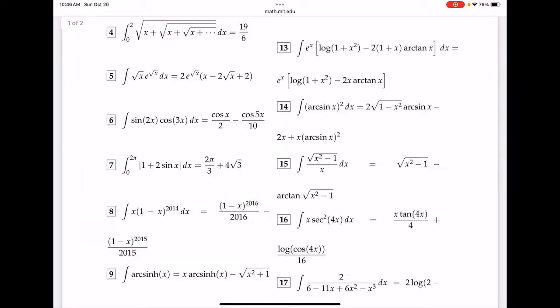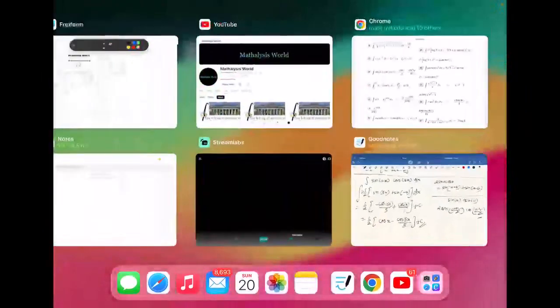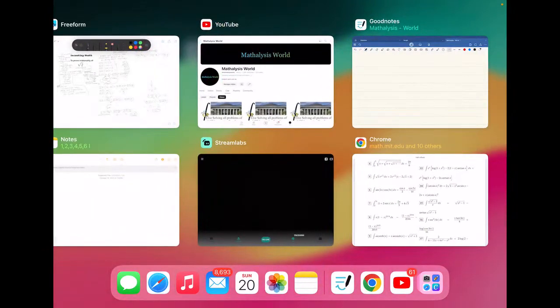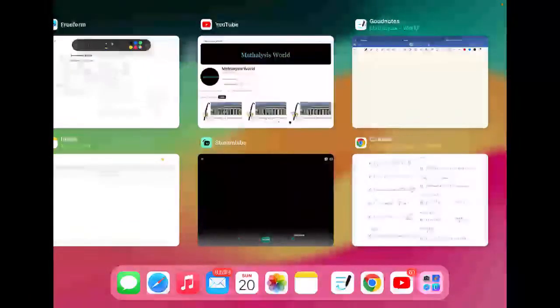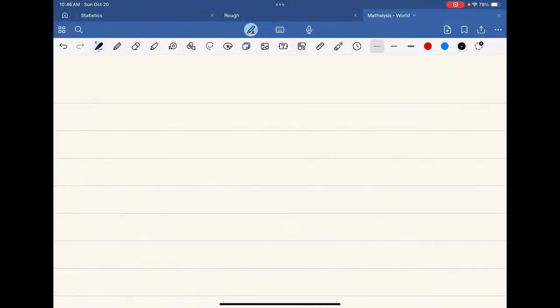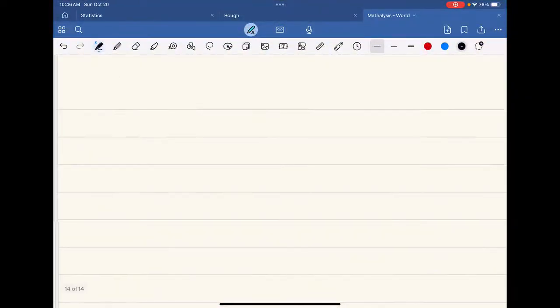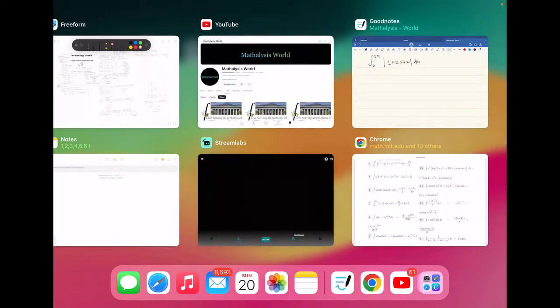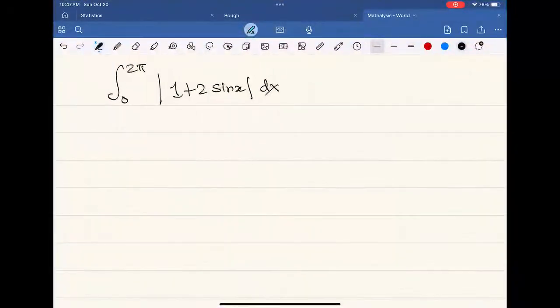Let's go to the next one. The integral of modulus of 1 plus 2 sin x dx. This one is going to be an interesting problem, I guess. Integral from 0 to 2 pi of modulus of 1 plus 2 sin x dx, and just from 0 to 2 pi of 1 plus 2 sin x dx, right?